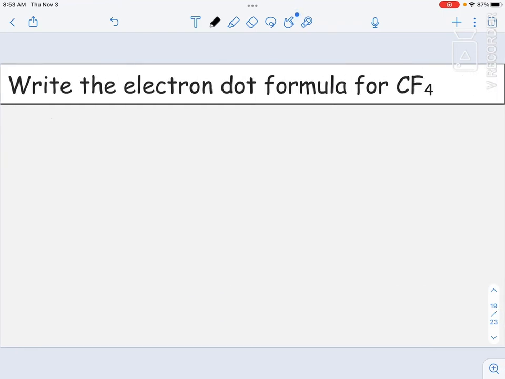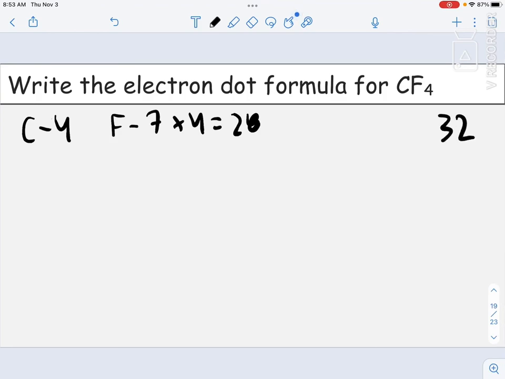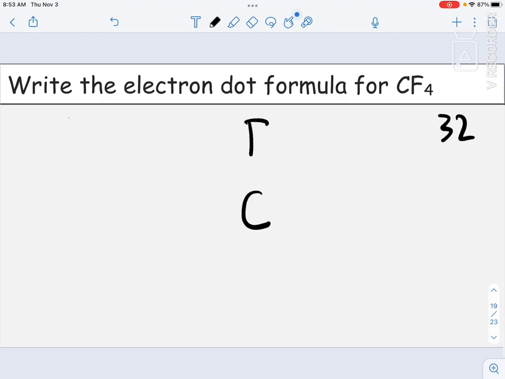All right, moving on. Carbon tetrafluoride, okay? So we have carbon has 4 valence electrons. Fluorine has 7. We have 4 of them, so there's 28 with the fluorine for a total of 32 valence electrons, okay? So carbon always goes in the center, okay, guys? So let's do this. All right, so we're going to put carbon in the center, and then we're going to put our fluorines around it, okay, guys? So the structure is going to look like this. We're going to go ahead and bond them.